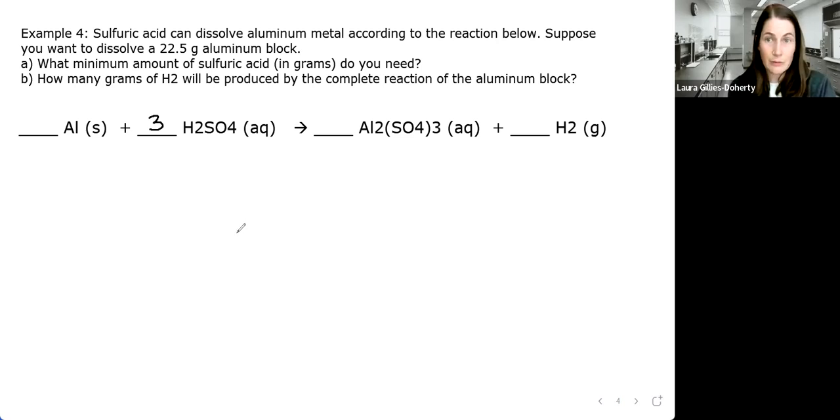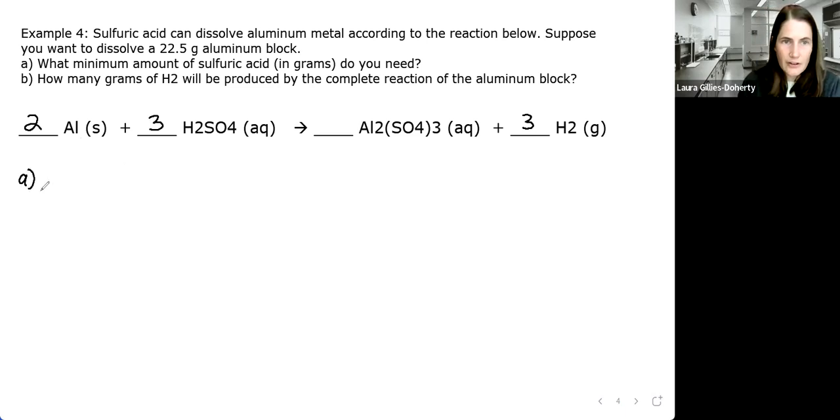Now I'm going to check my aluminums. I'm going to save hydrogen for last. I've got 2 aluminums on the product side, so I'm going to put a 2 in front of my aluminums here. Now my aluminums and my sulfates are balanced out. Last thing is hydrogens. I've got 6 hydrogens on the reactant side, so I need to put a 3 here to get 6 hydrogens on the product side. And now everything is balanced.